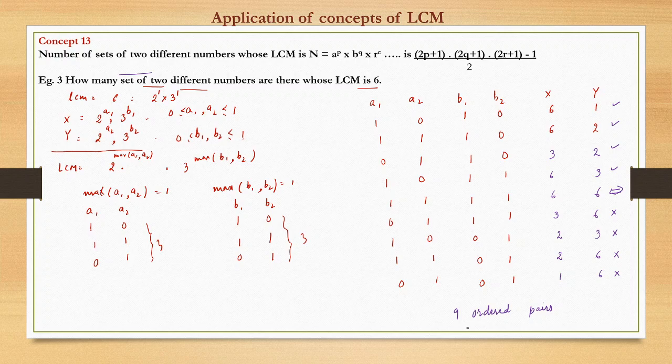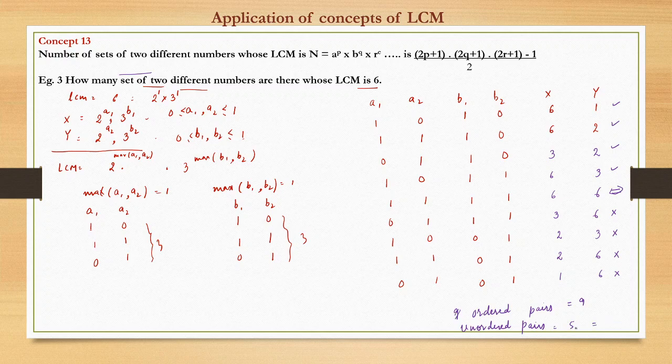So what would be the unordered pairs? Unordered pairs means 6 1 and 1 6 we will take as same. So the crosses we will not take because these are just repetitive. 6 1 we have, 1 6 we have. So how many ticks are there? 1 2 3 4. So these are the distinct cases: 6 1, 6 2, 3 2, 6 3, and 6 6. So this becomes a total of 5. So this we have counted and arrived here. Ordered pairs is equal to 9 and unordered pairs is equal to 5.